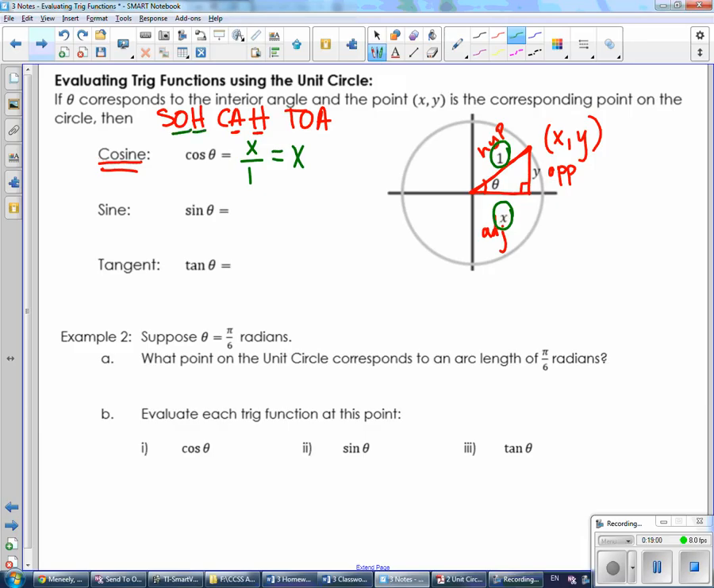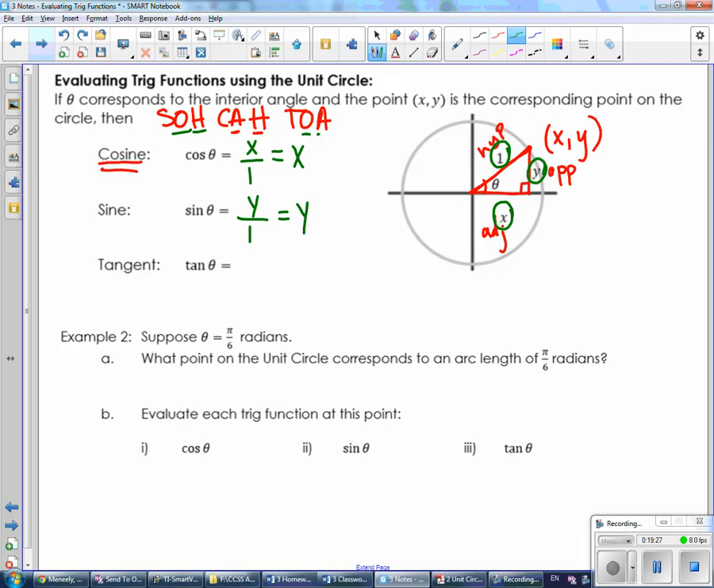Let's look at sine. Sine refers to the opposite over the hypotenuse. Well, let's look at the opposite side. The opposite side relates to the y value of that point. And the hypotenuse, again, is 1. So sine corresponds to y over 1, which just reduces to y. So that means that the sine corresponds to the y-coordinate of the values on the unit circle.